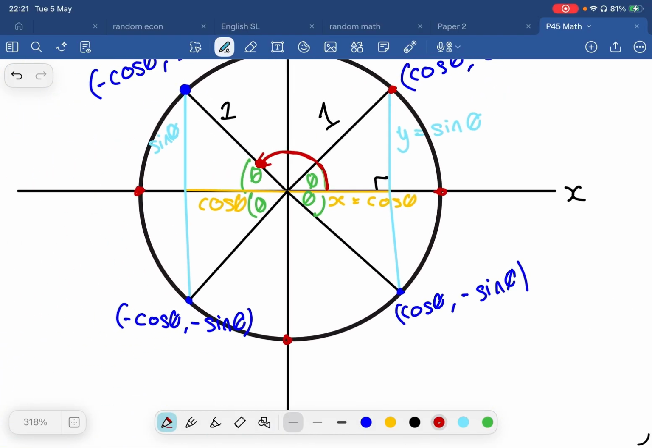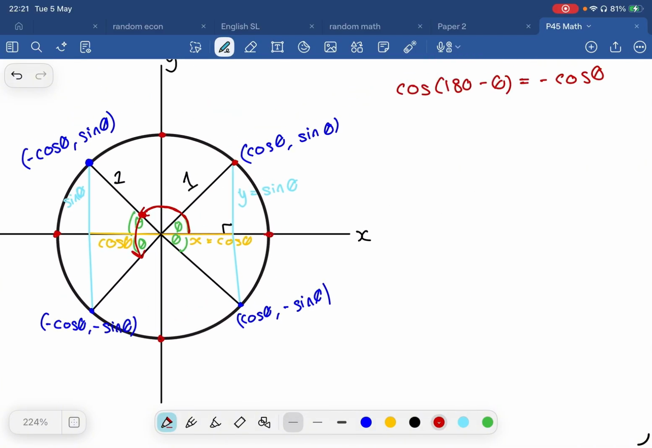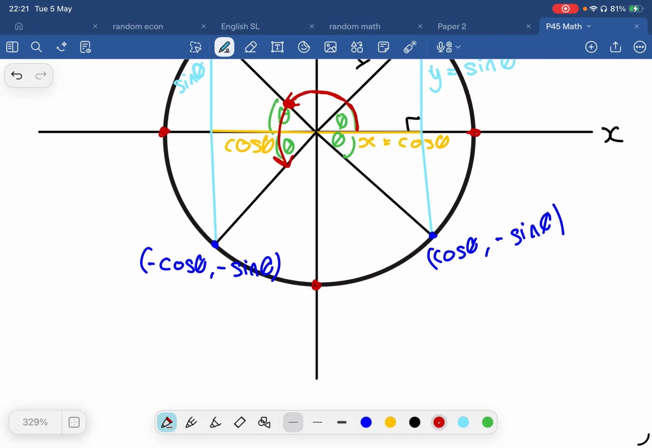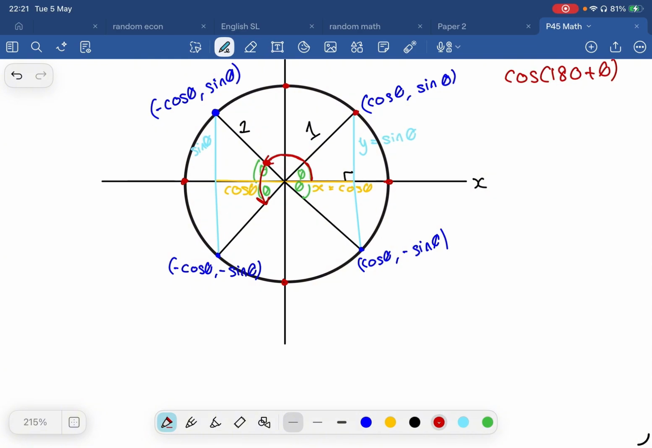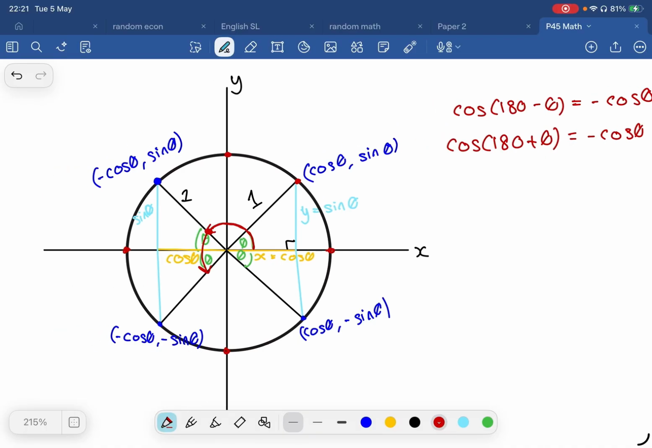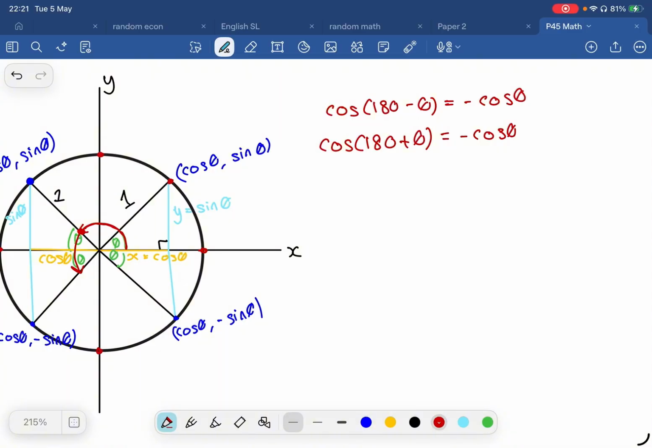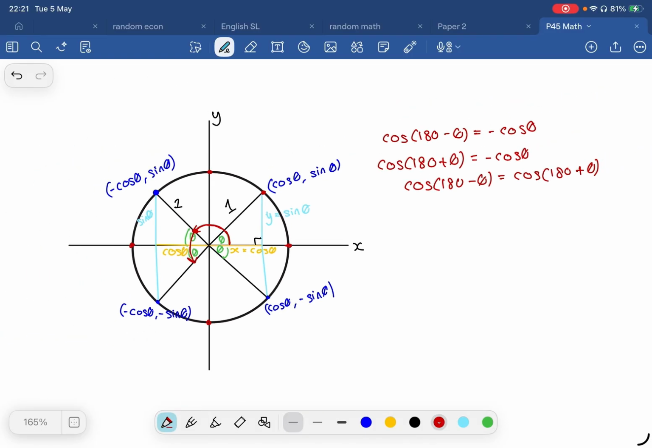Okay, so if I extended this angle down here, we know that that angle is 180 plus theta. So if I took cos of 180 plus theta, what's the x-coordinate? Well, it's still negative cos theta. So I get negative cos theta, okay? So cos of 180 minus theta and cos of 180 plus theta are both negative cos theta. So another rule you can get is cos of 180 minus theta is equal to cos of 180 plus theta. Okay, those are three rules.